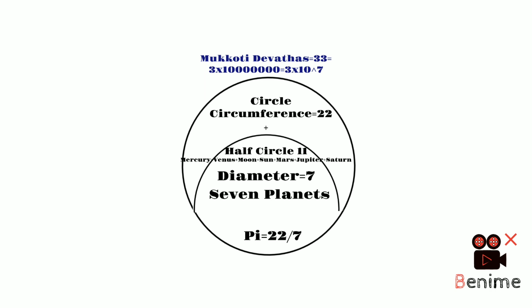So circle, sphere, whatever. If you take just 22, it will be a circle. If you take 66, it will be a sphere, something like that. I explained that in the previous video. So 33 Devathas are indeed 3 crore Devathas if you consider 10 raised to 7, the 7 planets of Mercury, Venus, Mars, Jupiter, Saturn, and Sun and Moon. If you take 7 of them as planets, then definitely there are in fact Mukkoti Devathas.